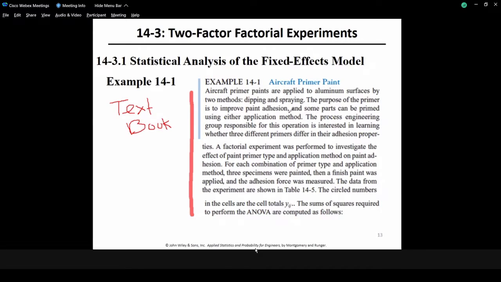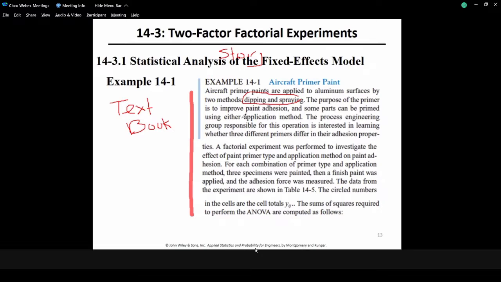Usually there is a story, a lot of story, like a storyboard. You need to identify what the factor A is, what the factor B is, and that kind of thing. So this is for aircraft primer paint, for a paint process. In this process, there are two methods, whether dipping or spraying. The response is improved adhesion.